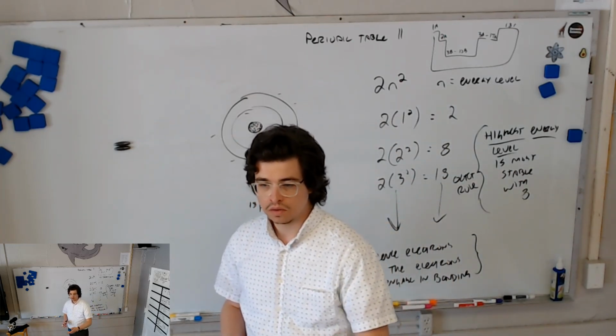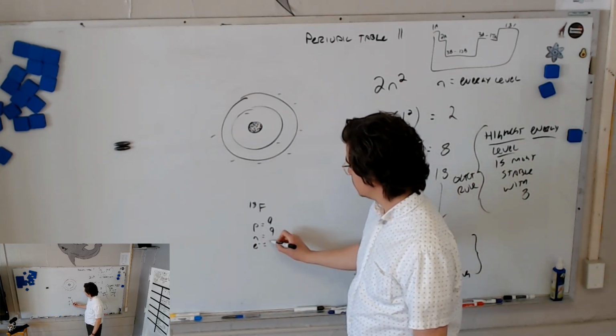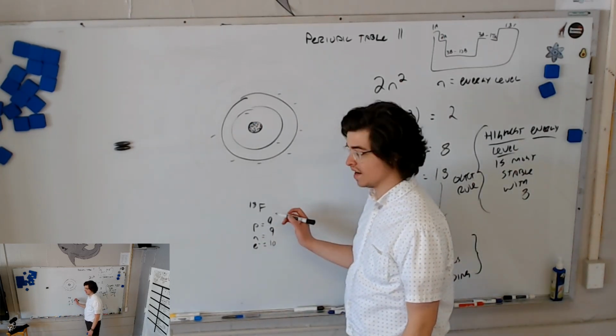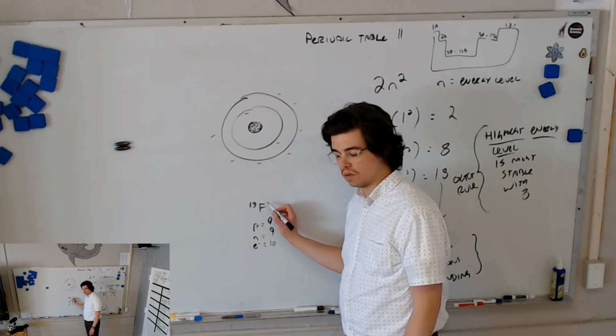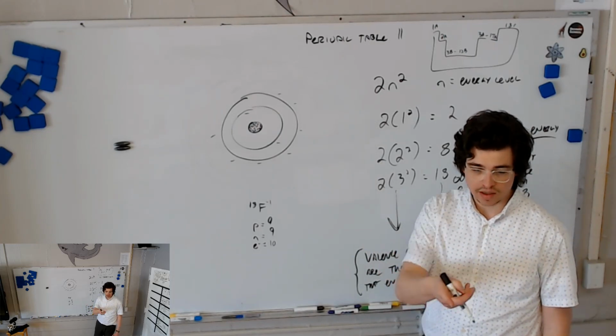Nice. If it gained an electron, how many electrons would it have? 8. It would have 10 electrons if it gained an electron. And what would its charge be? -1. Why would it do this? To become more stable. Write that down.